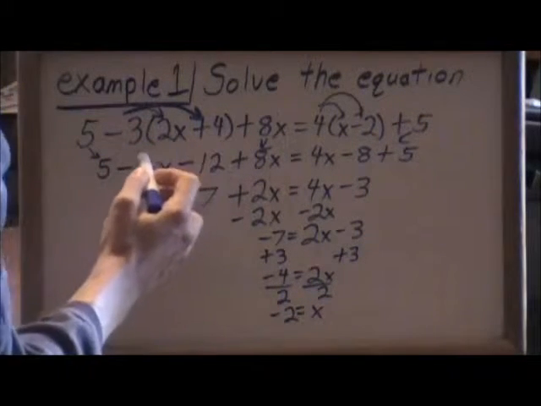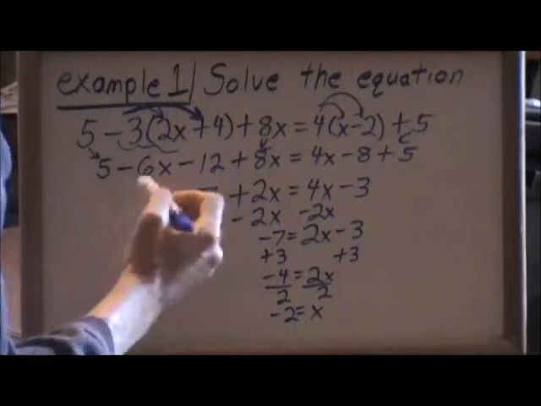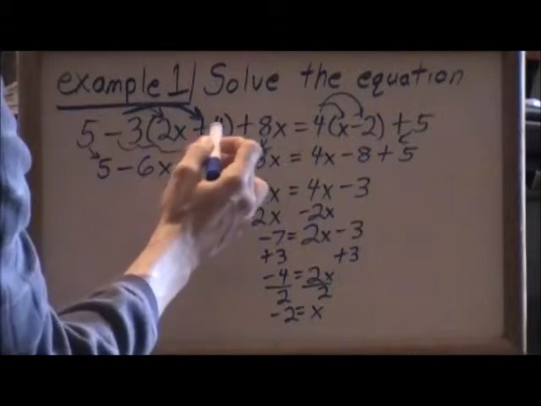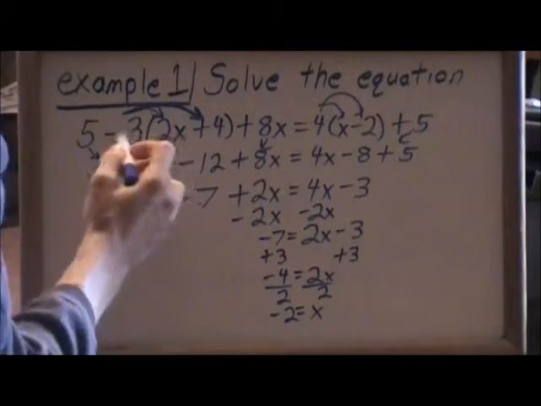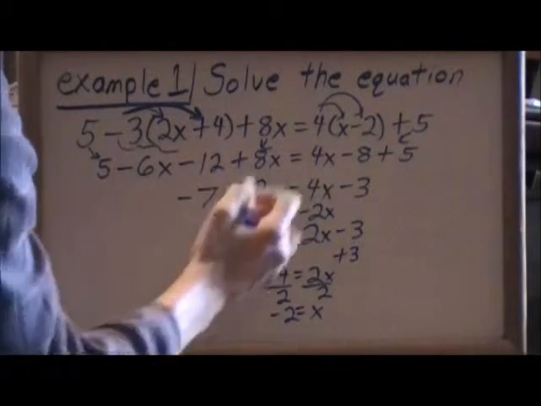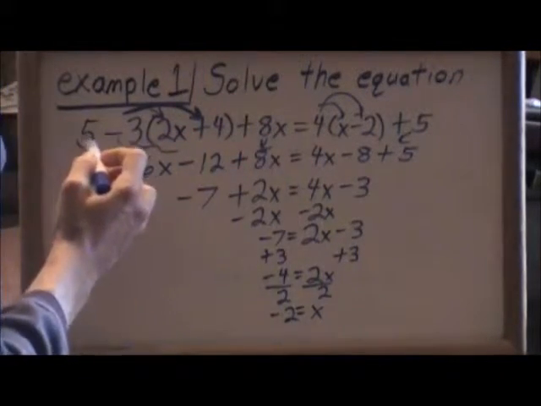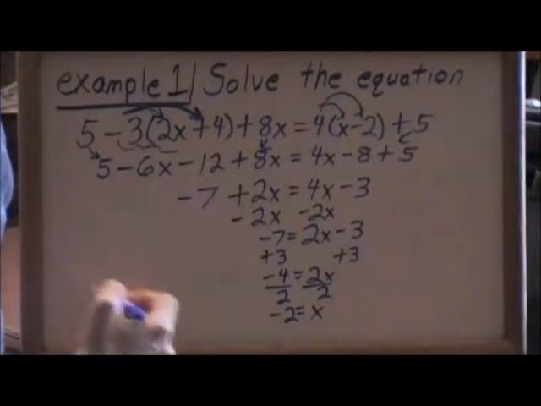Negative 3 times 2x is negative 6x. Negative 3 times a plus 4 is a minus 12. So it's minus 3 times plus 4 is minus 12. Bring down the plus 8x, plus, bring down the 5.